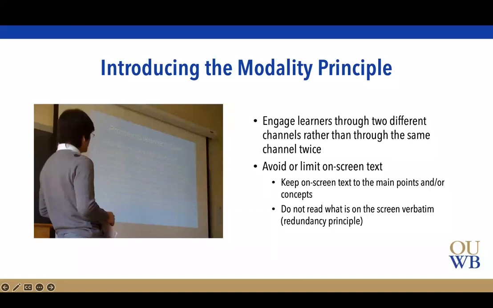And so by applying the modality principle and sort of limiting the amount of words that are on screen, you're actually also going to be better adhering to the redundancy principle, which basically says you want to avoid reading verbatim what's on the screen. So what does this look like?